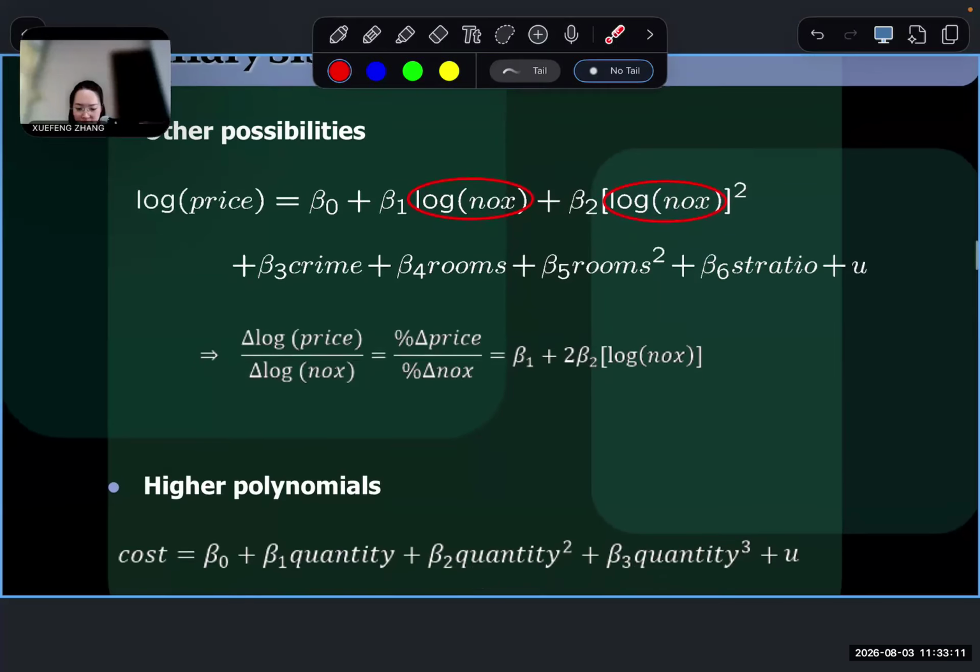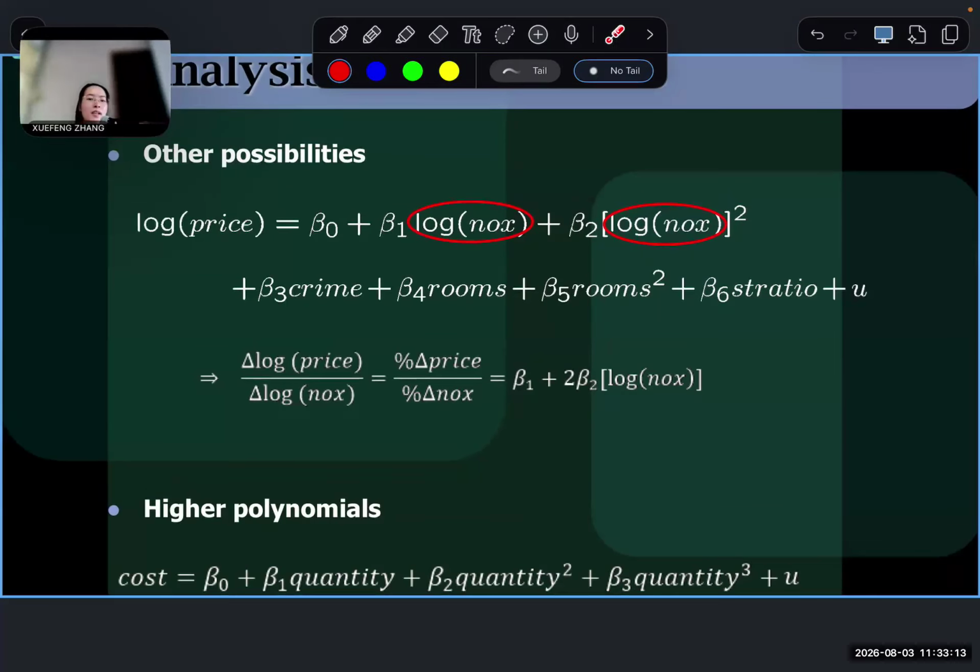Next one. Okay, let's see another possibility. What is this? We have log and then log squared, which means quadratic in logs, right? So this is our regression model. This is not the output, because we don't have the coefficients yet.